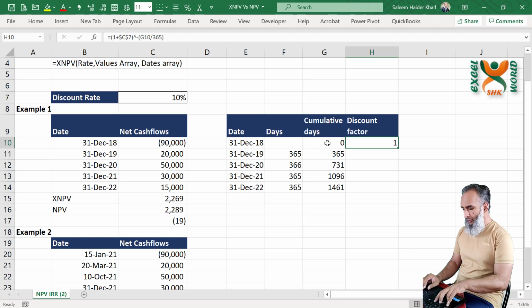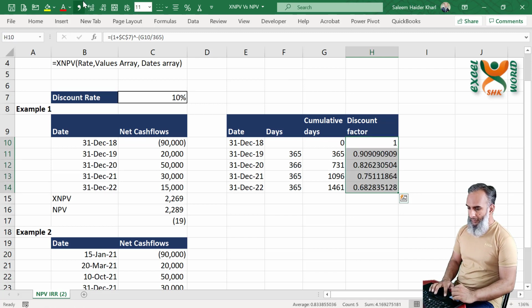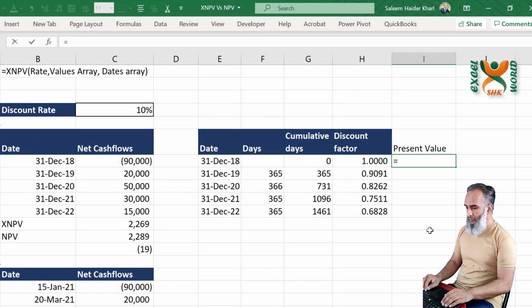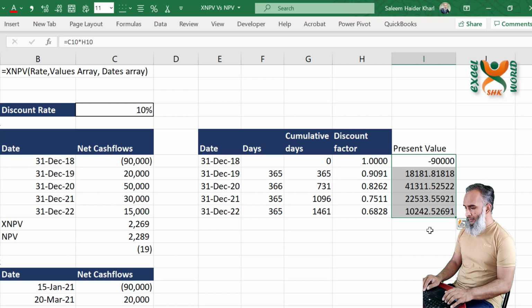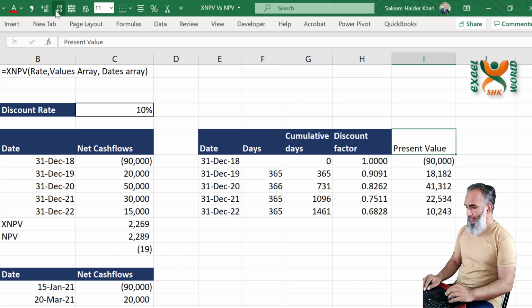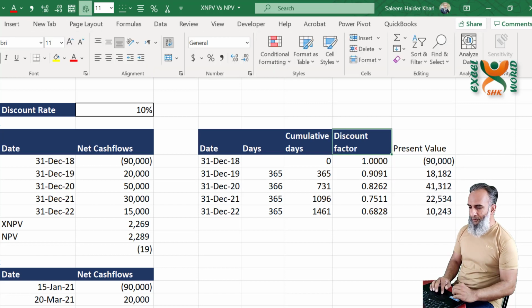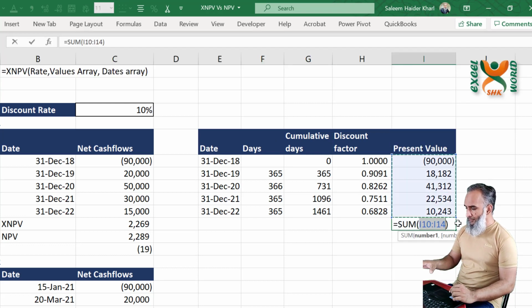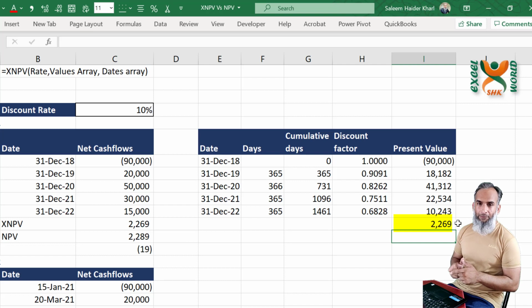Press enter, copy it to the rest of the cells, change the format to 4 digits, and now we can calculate the present value of each of the cash flows, equal to the cash flow multiplied by the discount factor. Copy it to the rest of the cells, and change the format just for beautification purposes. I am going to copy the format as well. Let me take the sum of all of these present values, and there is your XNPV.